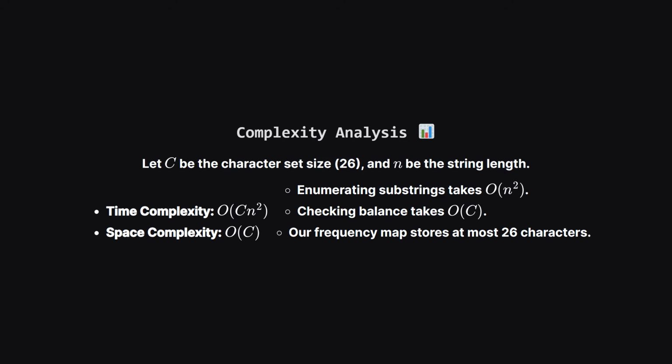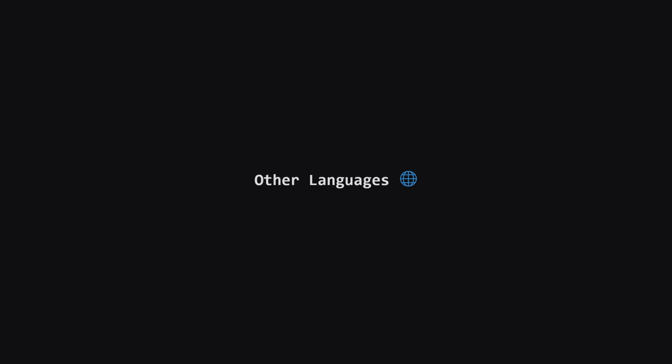So how fast is this solution? We let C be the size of our character set, which is 26 for English letters, and n be the length of the string. Enumerating all the substrings with our two loops takes order n squared time. Inside the loop, checking if the substring is balanced involves looking at our frequency values, which takes order C time. So the total time complexity is order C times n squared. For space, our dictionary only ever holds at most 26 entries, so the space complexity is order C, or basically constant space. Alright, that covers the solution in Python.